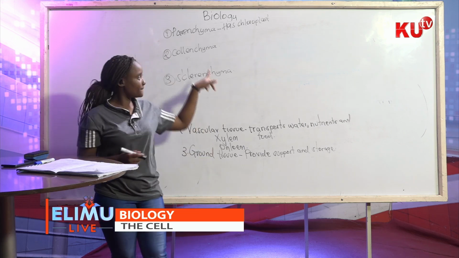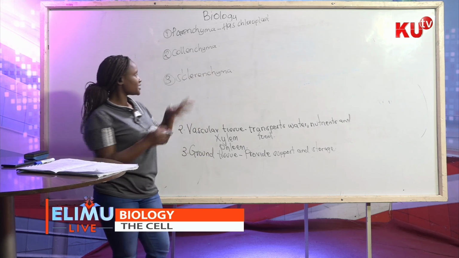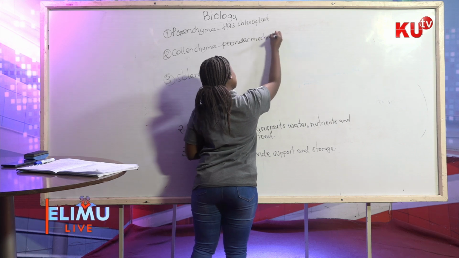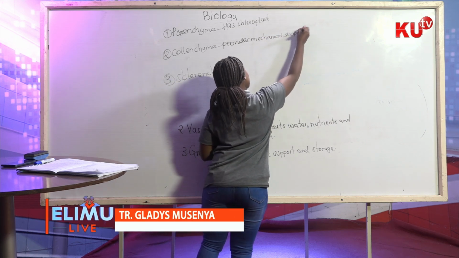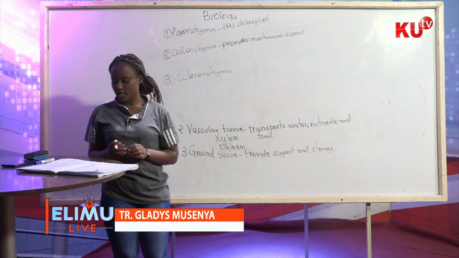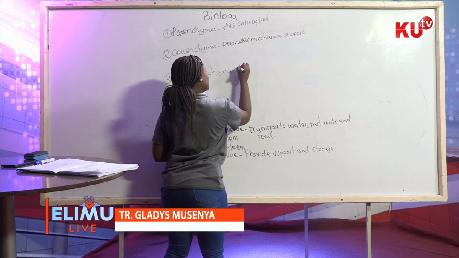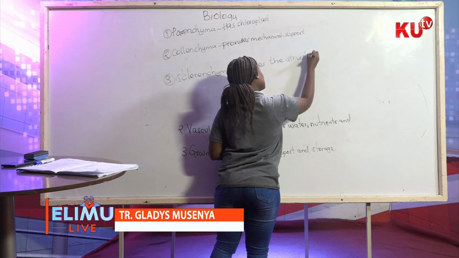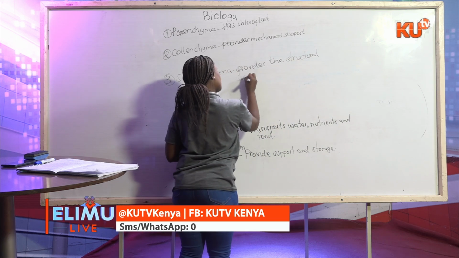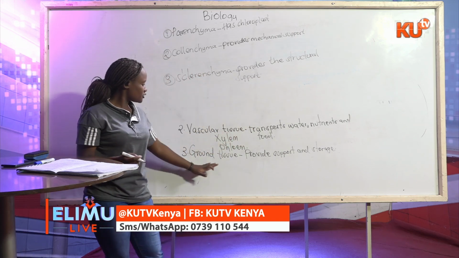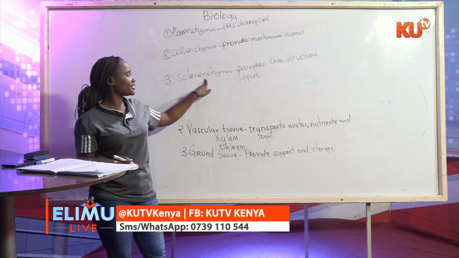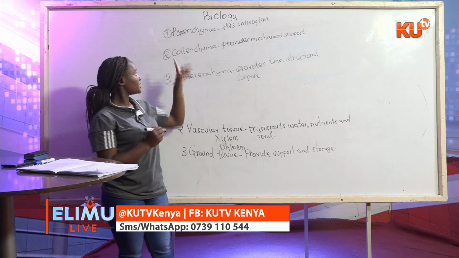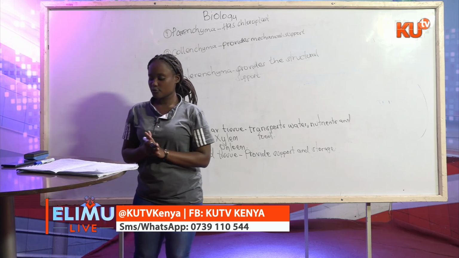And then we go to collenchyma. It is found beneath the epidermis. It provides mechanical support. And then the sclerenchyma provides structural support. So under the ground tissue, we have the parenchyma, collenchyma, and sclerenchyma. Sclerenchyma provides structural support, collenchyma provides mechanical support, and parenchyma has chloroplasts that help in photosynthesis.